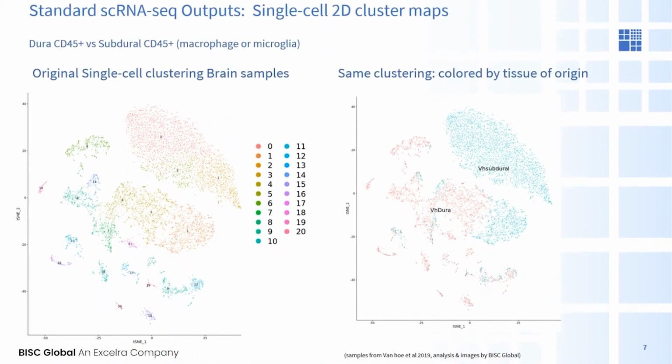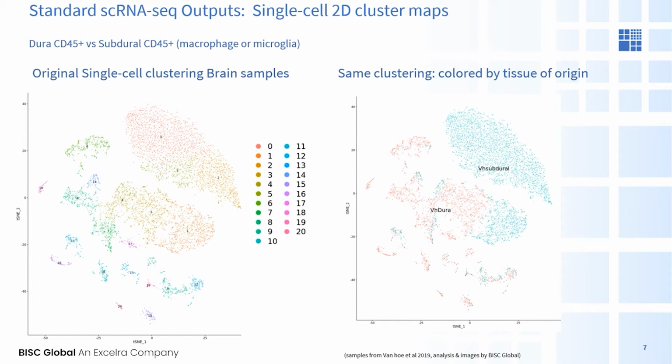So these figures probably look very familiar to anyone who's read any single-cell papers. Nearly all of them include some sort of two-dimensional single-cell cluster map. On the left is our default, where the clusters are numbered and colored by their cluster generated by Seurat. On the right, what we've done is recolor that exact same diagram based on some metadata features. Here we're looking at the tissue of origin, so subdural versus dural tissue. And we can see that the data isn't necessarily clustering by location, but probably more by cell function.